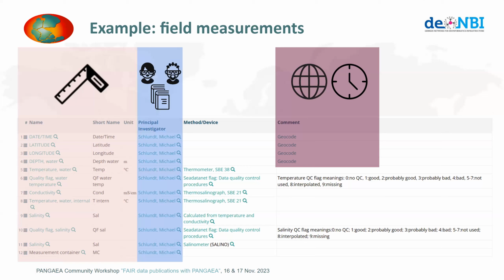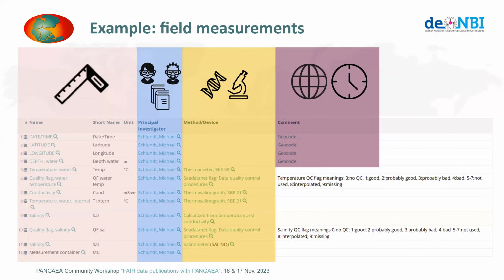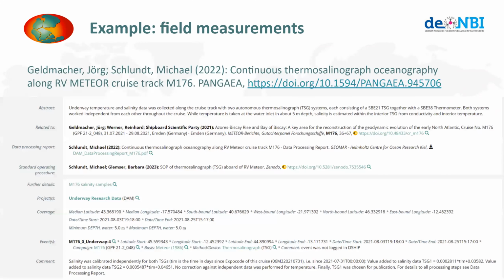So the principal investigator in this example is always the same person for the whole device, but this can actually vary if you have parameters from different devices, and then it is listed here. And the methods and the devices linked to this thermosalinograph are then listed in the yellow part. So this is the other metadata. So here again, the abstract, and you can see that there are different reports linked to it, the events, and so on and so forth.